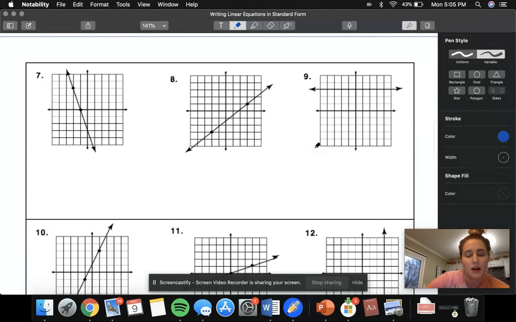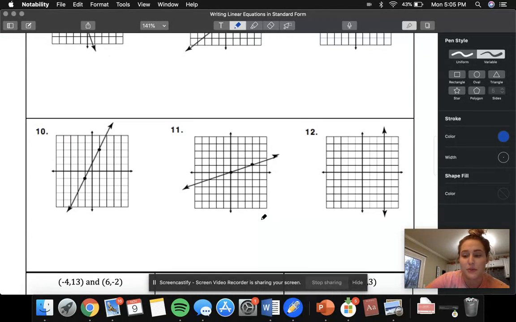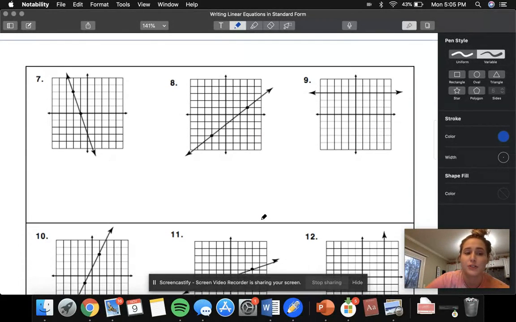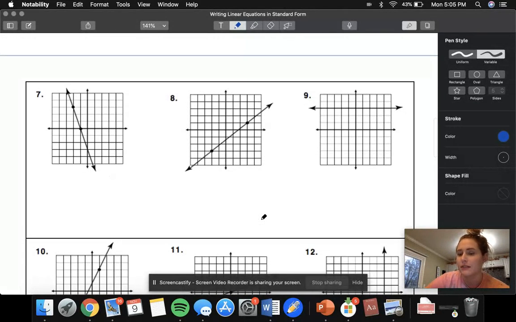Okay, now these problems are graphs, okay, and then we have ordered pairs. So we need to now convert it into standard form. Now, I'm not going to say this is any different than doing how you feel comfortable with. So the first thing we're going to do is we are going to write it in slope-intercept form. And then we are going to convert it into standard form.